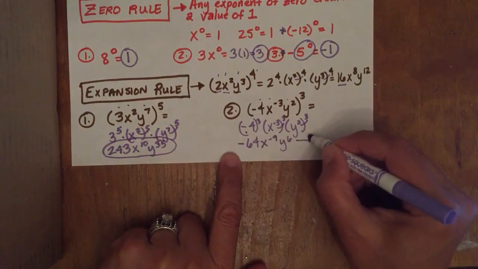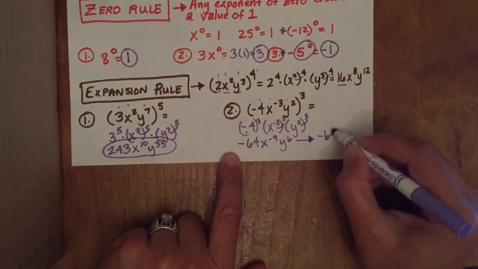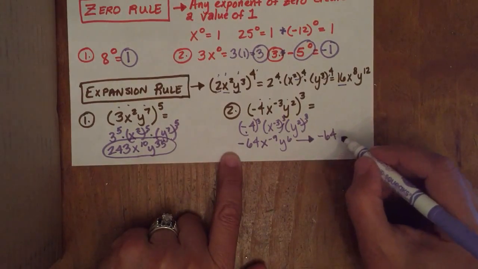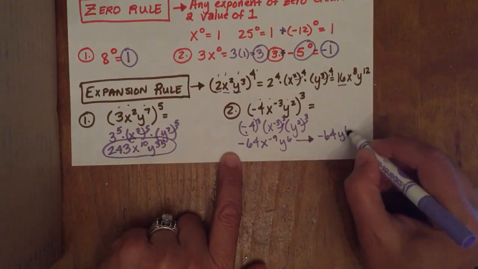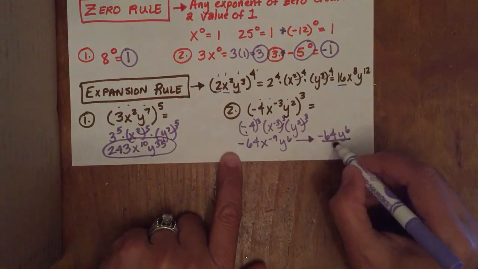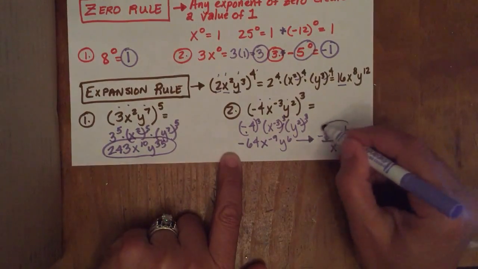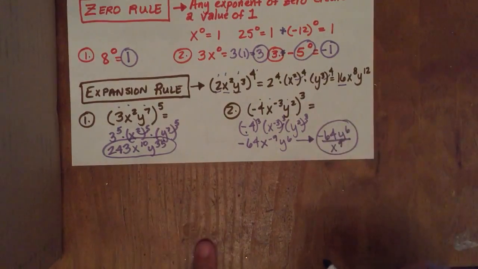If you want to make all of the exponents positive, then we'll have -64. And the y to the 6th is positive, it'll stay on top. But what can we do with that x to the -9th? I can put it on the bottom and make it +9. So that's your answer.